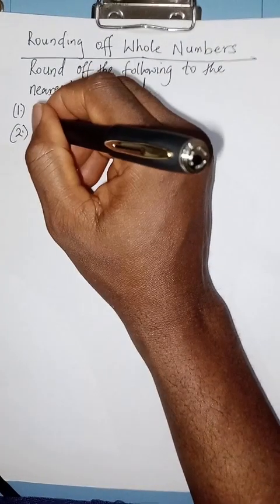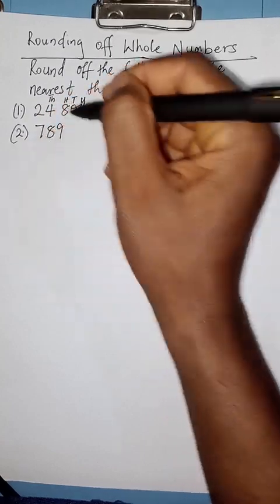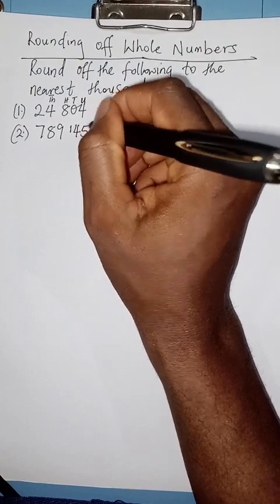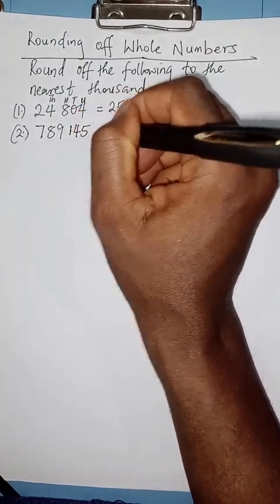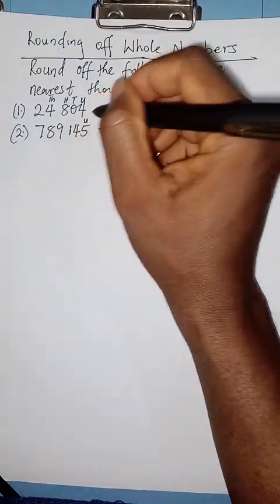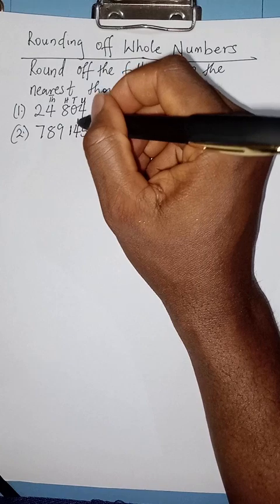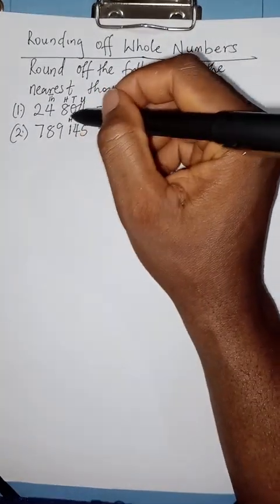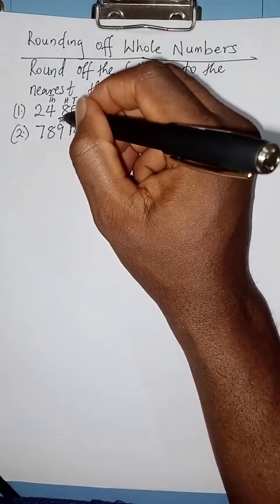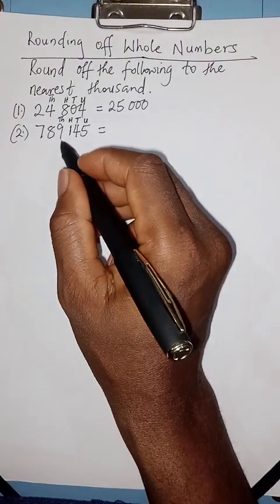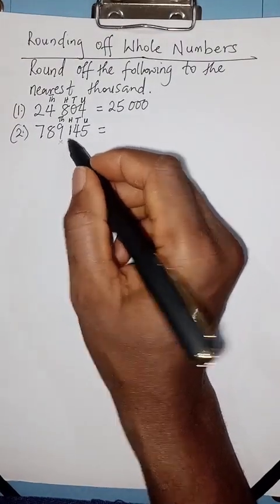And let's look at number 2. Number 2, I have this number, 789,145. Again, I'm rounding to the nearest thousand. First thing, your ones or units, your tens, your hundred, your thousand. We'll stop. So our focus is on these two digits, the thousand and the hundred.